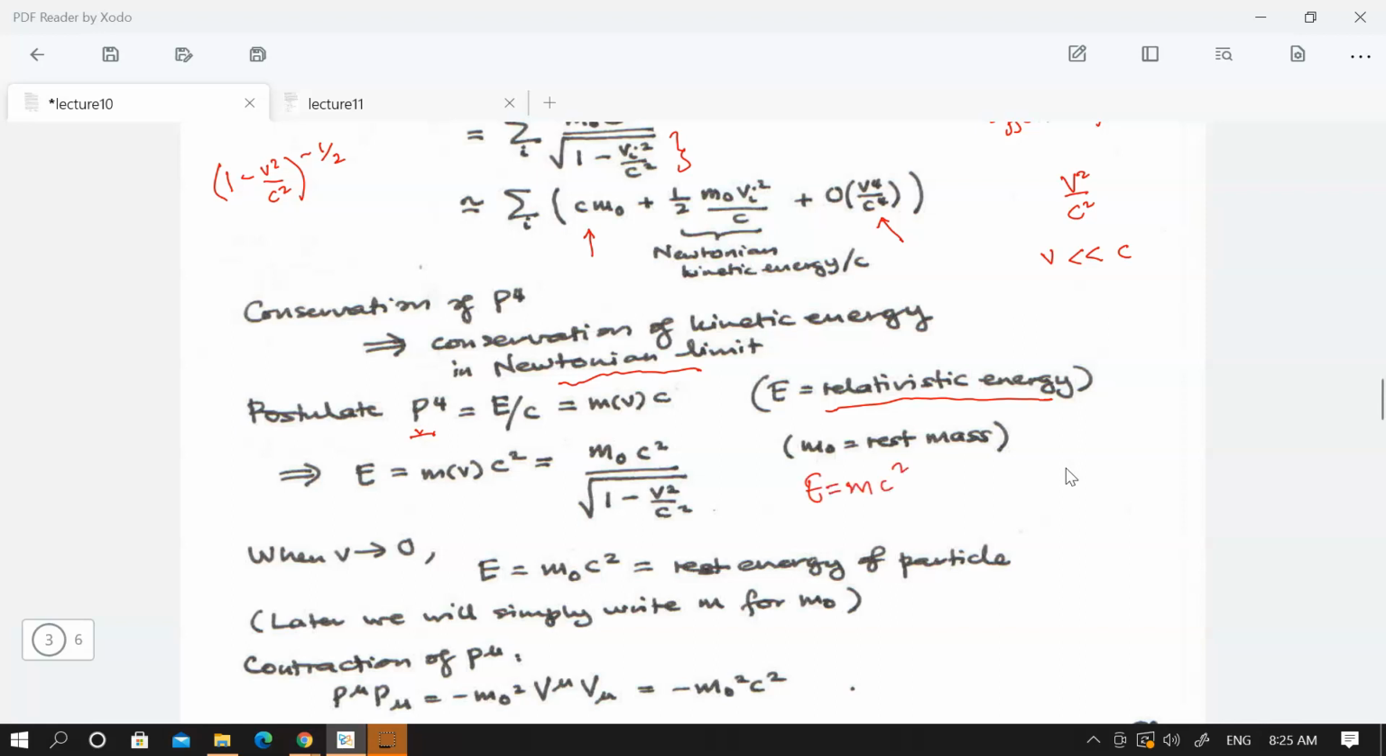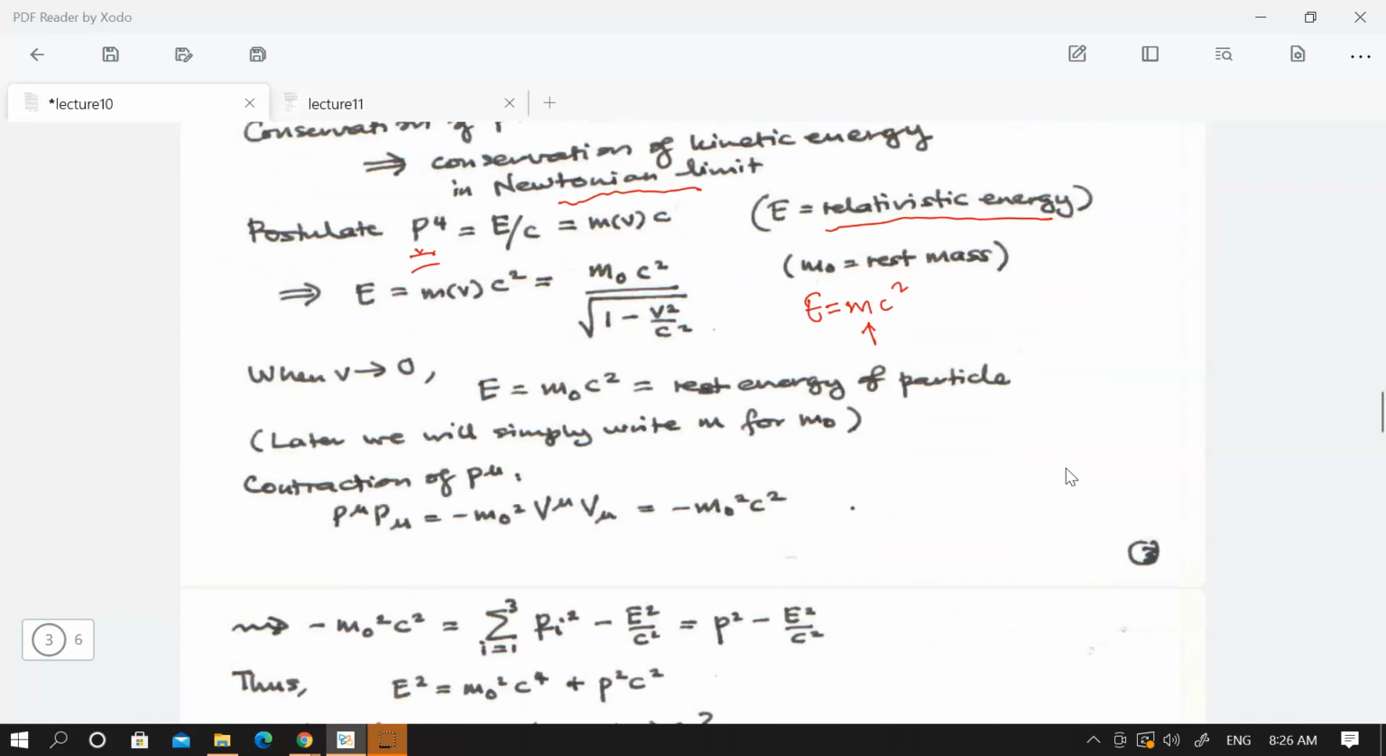Really, this mass here is the mass that depends on the velocity. But if you take the case where v tends to 0, so you're looking at the rest frame, then this relativistic mass energy tells us about what we call the rest energy. And normally in Newtonian mechanics, we don't have this idea.